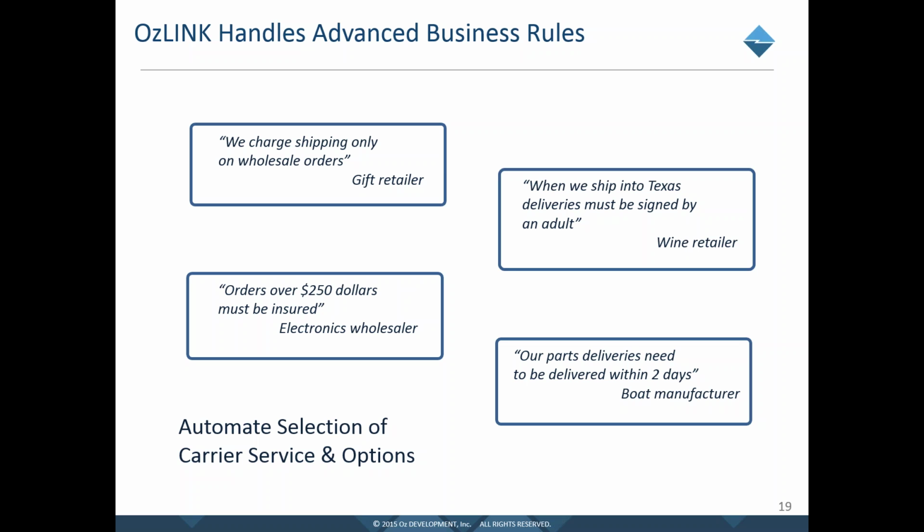Other things, turning on services that are available in things like UPS WorldShip, signature service, declared value, and automating that. So we have a customer that does electronics and orders over a certain amount. They want to automatically turn on the insurance and declared value at UPS. We have a customer that does controlled substances, and they need a signature or a pickup, being able to automate and turn those things on. And the boat manufacturer I talked about.